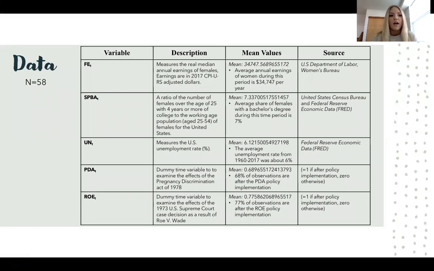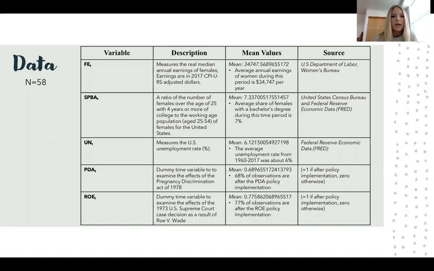So here we have our data and the source of the data as well. So we have FE, which measures the real median annual earnings of females. The earnings are in 2017 CPI adjusted dollars. The mean value is 37,747, which means the average annual earnings of women during this period is 37,747 per year. The source is the US Department of Labor Women's Bureau.